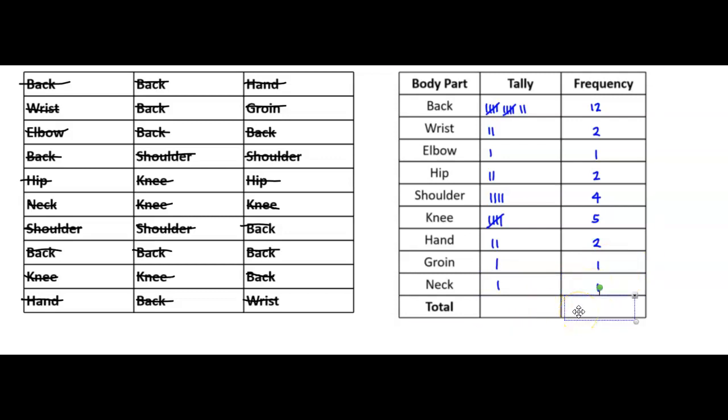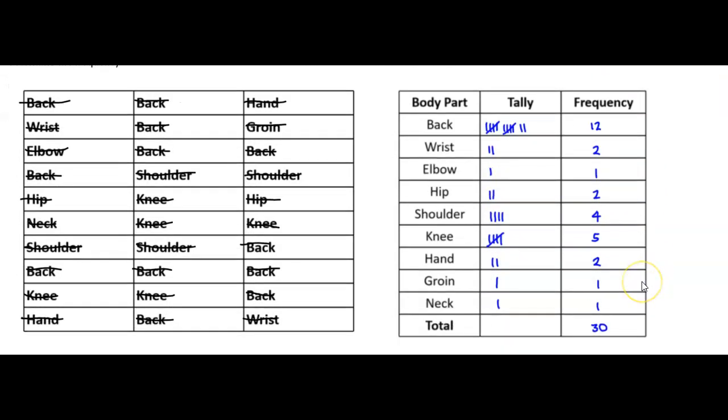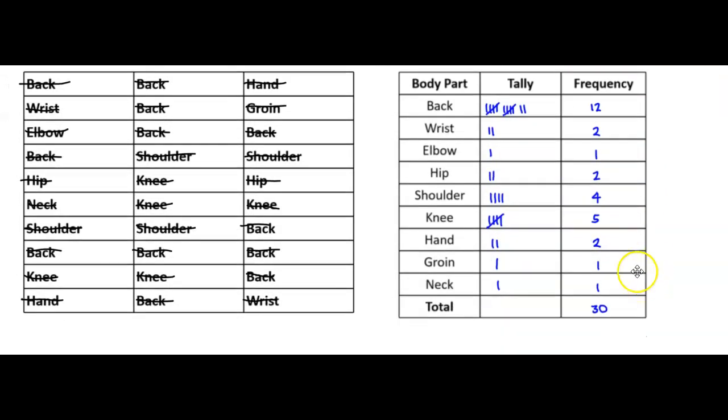Now, what would be the total? So if we add up the total frequency, if we added them all up, it gives us 30, which is exactly how many patients she had in her random sample, or simple random sample. So it's important to make sure that you have that value listed there.